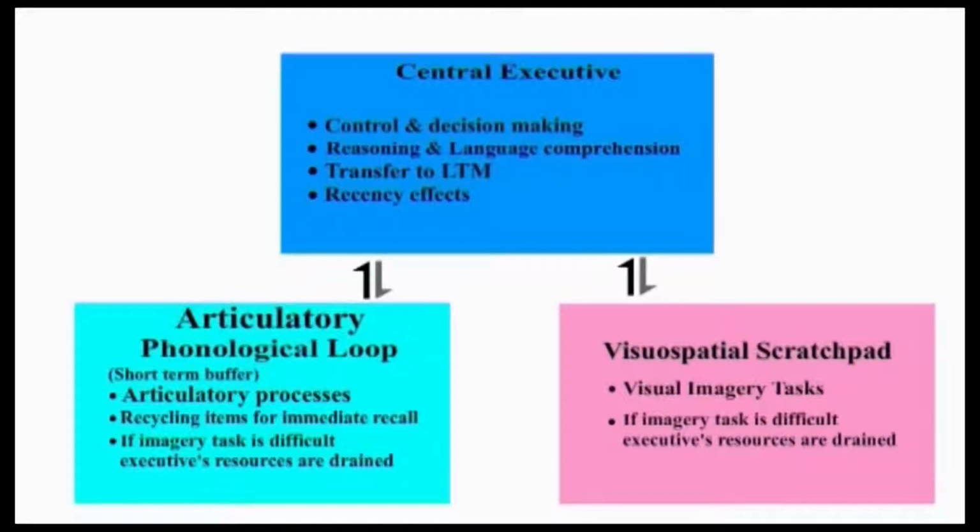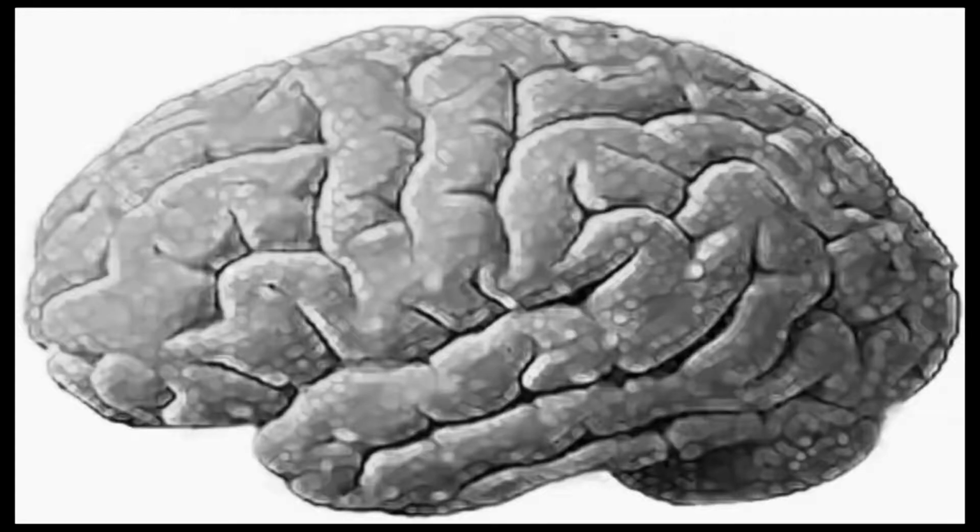The central executive depends upon the articulatory loop. It is also known as the phonological loop. It is a short term buffer where verbal rehearsal takes place. The articulatory loop recycles items to facilitate immediate recall. The central executive also depends upon the visuospatial sketchpad. It is also known as the visuospatial scratchpad, as I told you, and it has to do with the rehearsal of visually presented information.